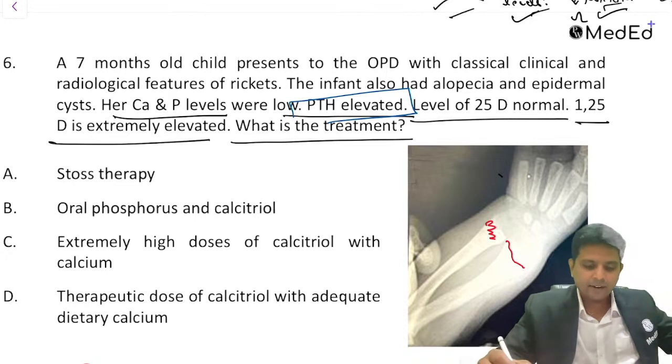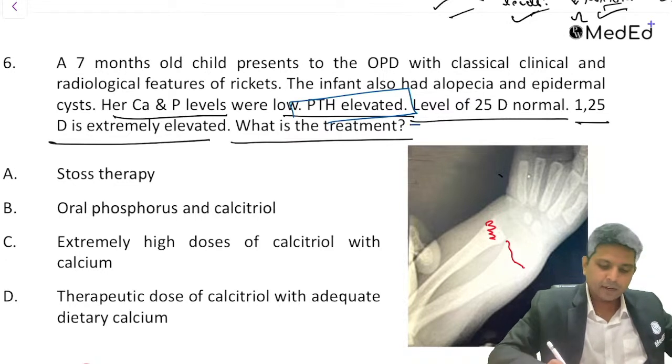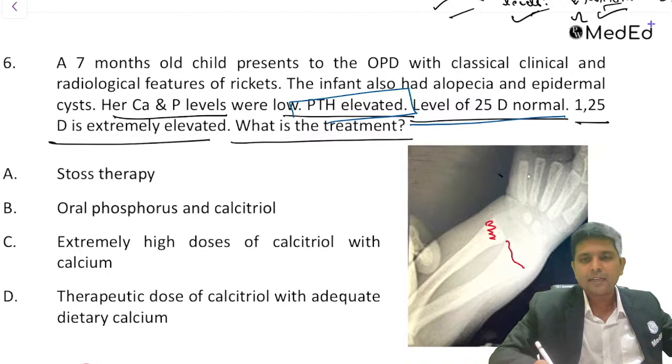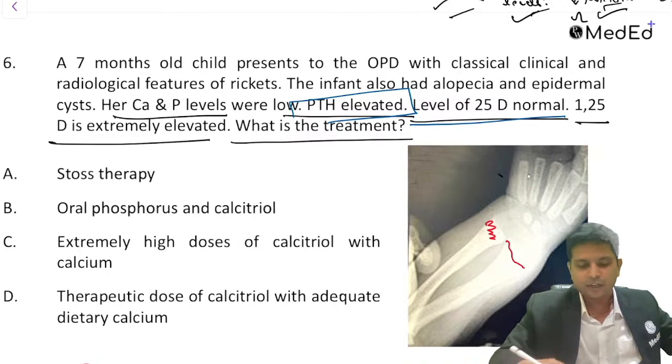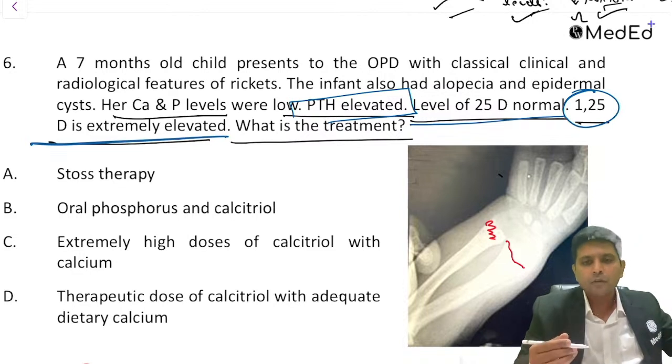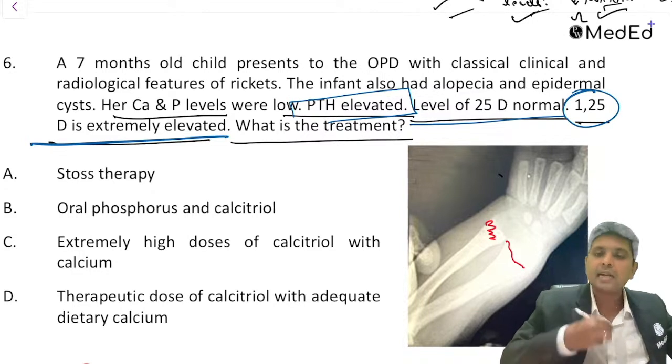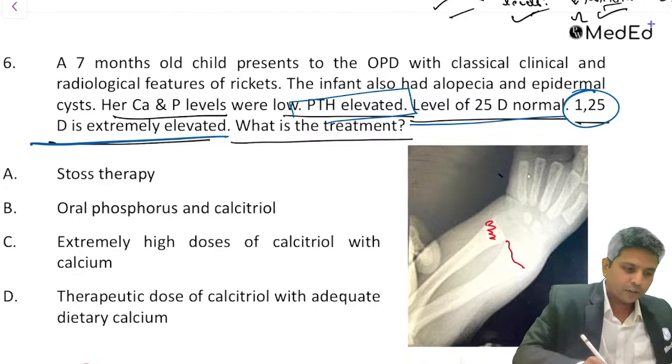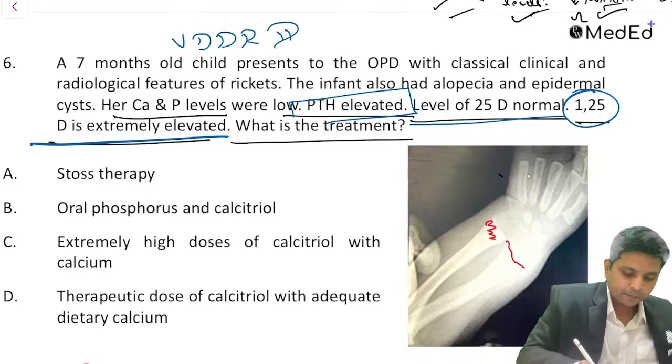PTH is elevated. Your level of 25D3 is normal. So this is nutritional rickets. 1,25 is extremely elevated. If it is low, VDDR type 1. If it is high, VDDR type 2. So this is a case of vitamin D dependent rickets type 2.